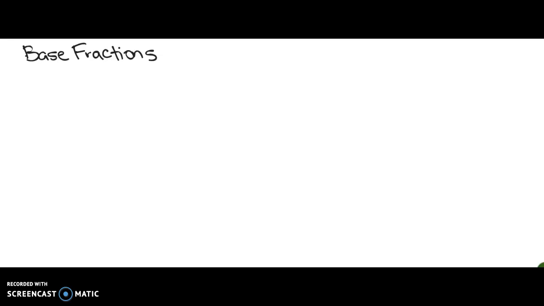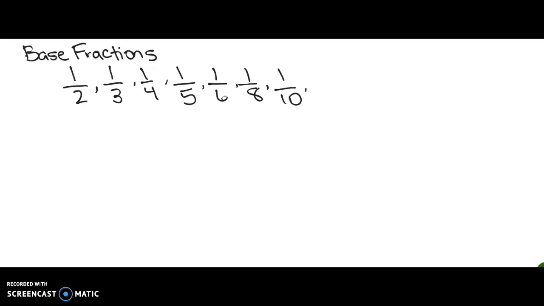So an example would be 1/2, 1/3, 1/4, 1/5, 1/6, 1/8, 1/10, and 1/12. With these fractions, we can build on top of them.